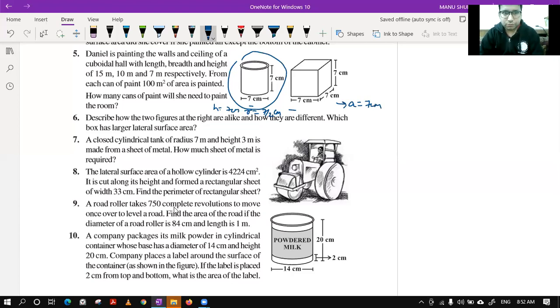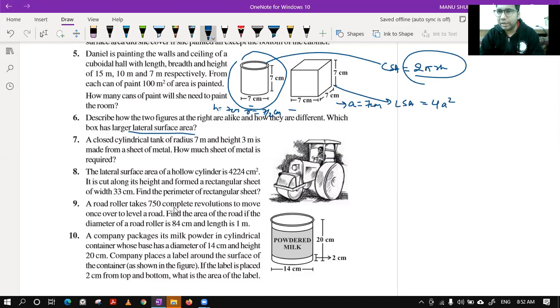First, you will find the lateral surface area or the curved surface area of the cylinder. The CSA is given by what? Class, it is given by 2 pi RH for the cylinder, and the LSA of a cube is given by 4a square, that is the 4 lateral sides. You just need to calculate 2 pi RH, you need to calculate 4a square, and then you can compare which one is having more area.